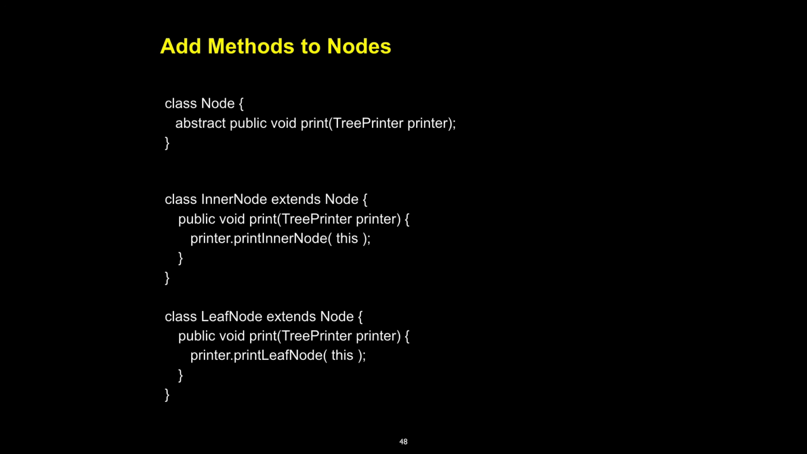So in our nodes, we're going to add methods. And so what the inner node is going to do is we're going to pass in a tree printer, and then we're going to call the print inner node on that printer, right? So we pass in the visitor to the node and say print on it. And then what that print method does is it calls the print inner node on the visitor.